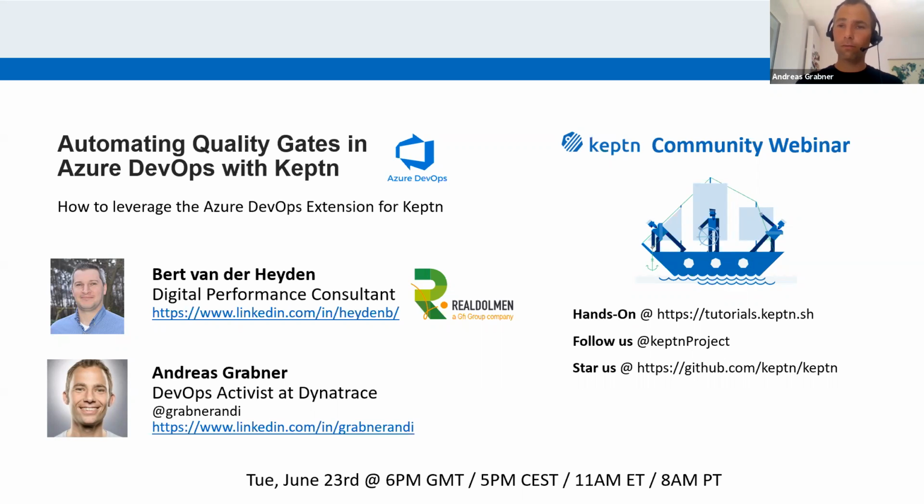Yeah. So I will pronounce my name first. It's Bert Van der Heyden. I'm a digital performance consultant at RealDolmen, located in Belgium. We're a part of the GFI group, and we are a service provider.